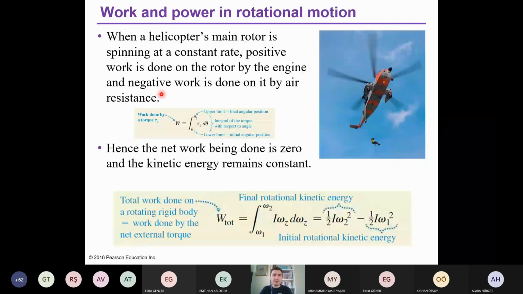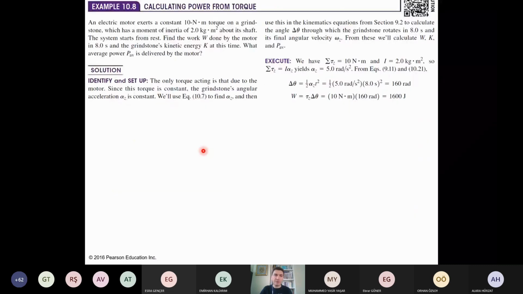And now let me continue with the example from the book, example 10.8, calculating power from torque. An electric motor exerts a constant 10 newton-meter torque on a grindstone, which has a moment of inertia of 2 kilogram times meter square about its shaft. This system starts from rest. Find the work done by the motor in 8 seconds and the grindstone's kinetic energy at this time.